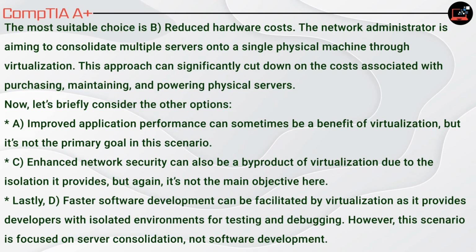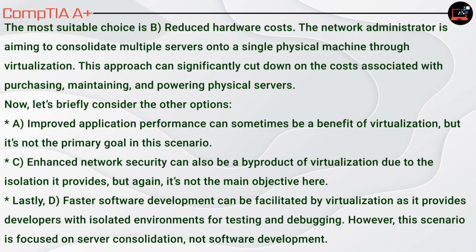In this scenario, the most suitable choice is B, reduced hardware costs. The network administrator is aiming to consolidate multiple servers onto a single physical machine through virtualization. This approach can significantly cut down on the costs associated with purchasing, maintaining, and powering physical servers.